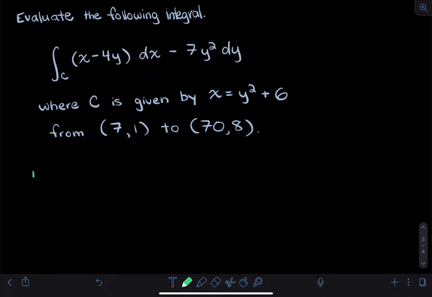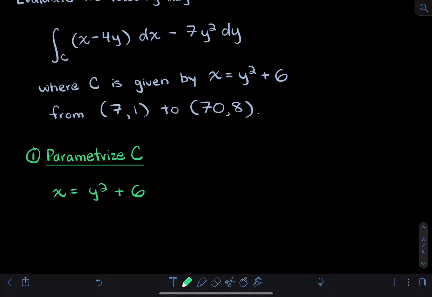So the first thing I would want to do here is parametrize C. This process might seem a little bit complicated, but if you follow along, it's not that bad. So C is given as x equals y squared plus 6. Our goal is we want to rewrite the x values and the y values with some new parameter t, such that when we combine them, we're still going to get back the same curve C in the correct orientation.